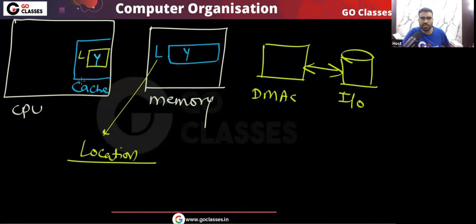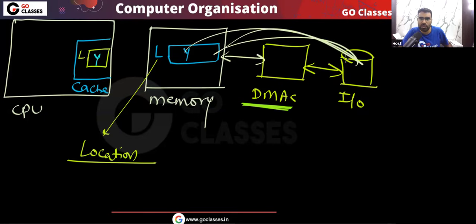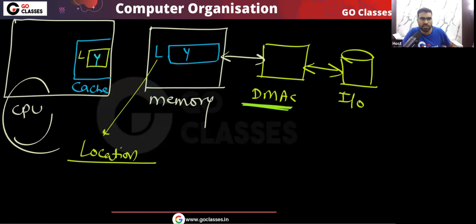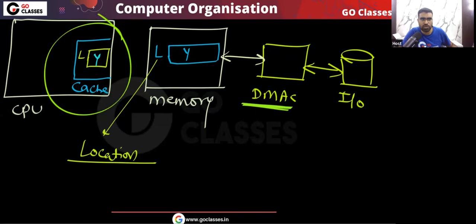Now consider this situation that the DMA has the control of the system bus. What is the DMA doing? DMA is doing the data transfer between the IO device and main memory without any intervention of the CPU. And what is the CPU doing? CPU is executing this data. Consider that the CPU is executing the data from the cache memory. CPU is using the cache memory.